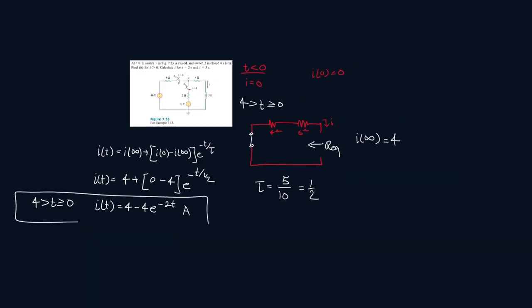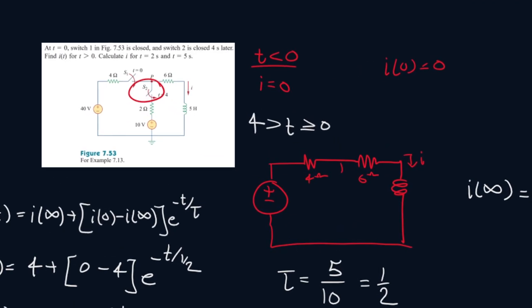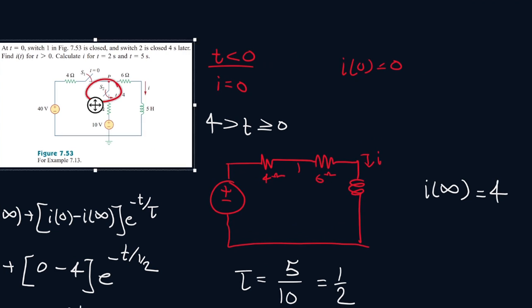This formula is only confined to this circuit, because the second t is 4, we add this portion, we turn on this switch, and that switch causes this portion of the circuit to start getting involved. So this is 40 volts, this is 10 volts, and this is 2 ohms.